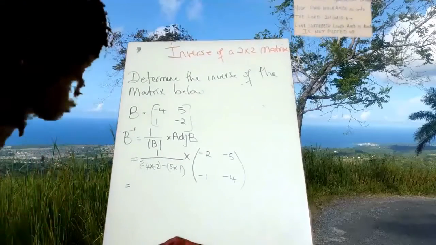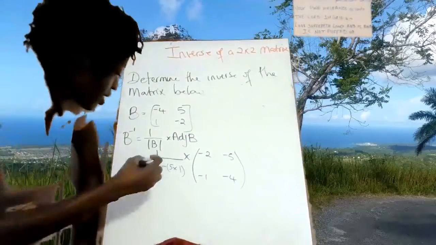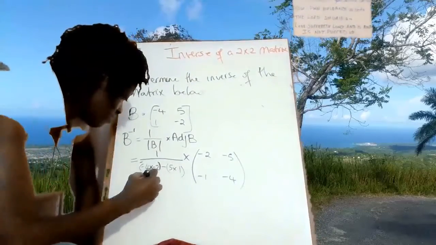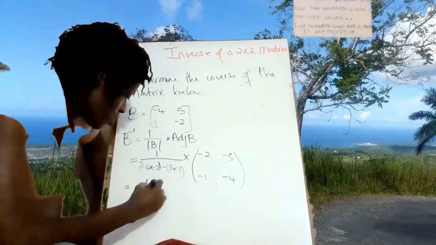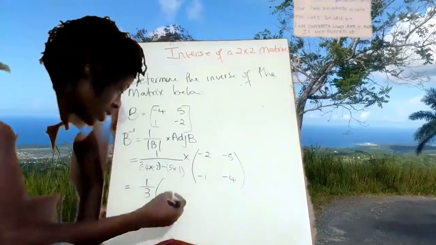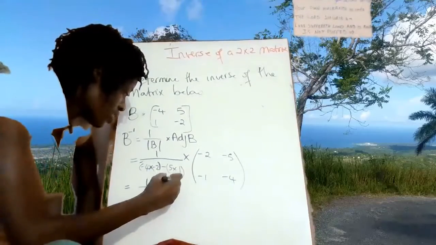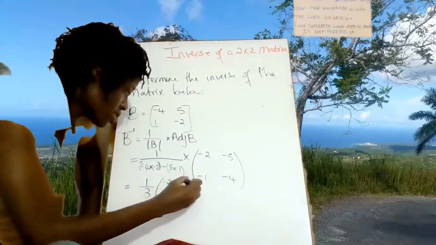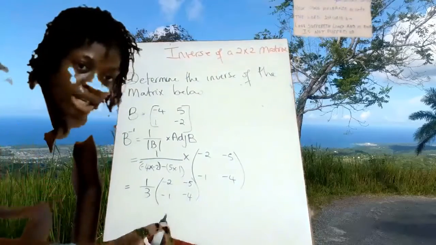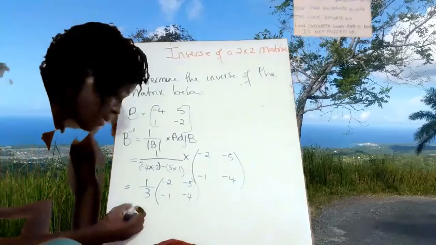So 4 times 2, 8, same sign, so it's going to be positive. So that's 8 minus 5, that's 3. So we're going to have 1/3 here. And that was our adjoint. So it's 1/3 times this. And we simplify.